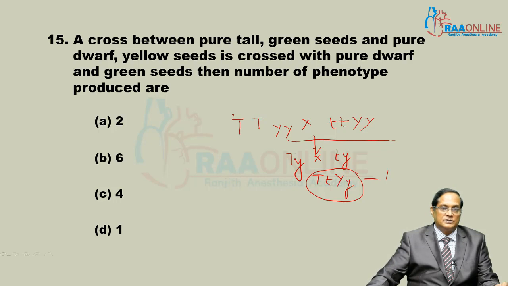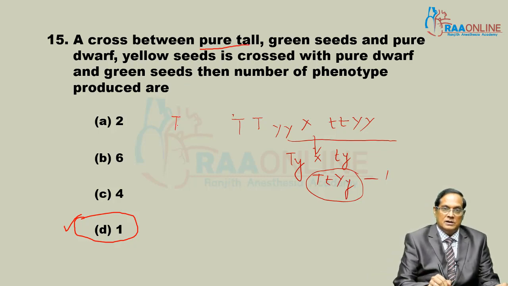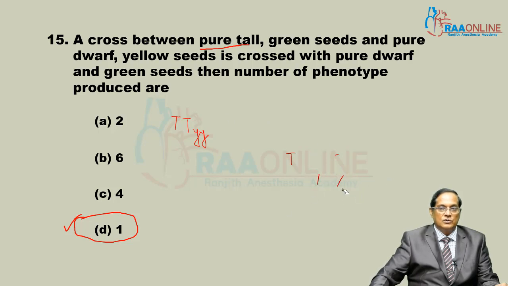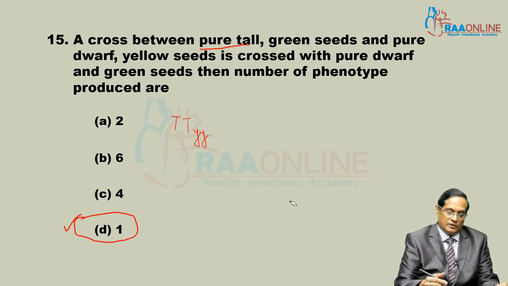All the plants are of the same genotype and the same phenotype at this level. The plant is pure tall, that is capital T, but the seeds are green, and green color is recessive. If it is crossed with the pure dwarf plant, I am solving again, the dwarf plant is already pure, no need to write pure with the dwarf plant. It is a recessive feature that is always pure.